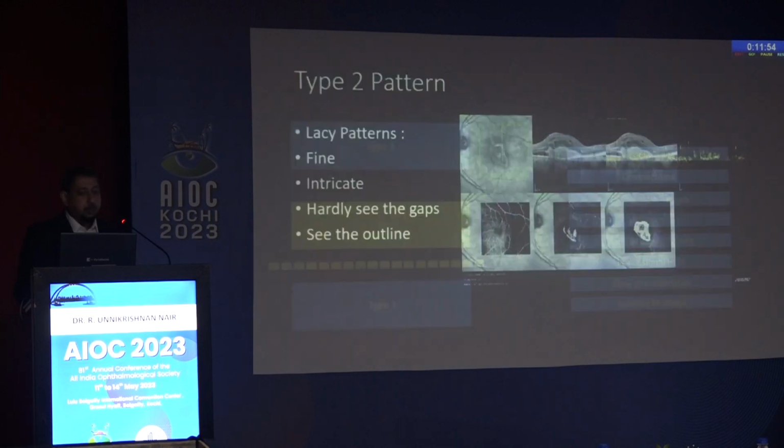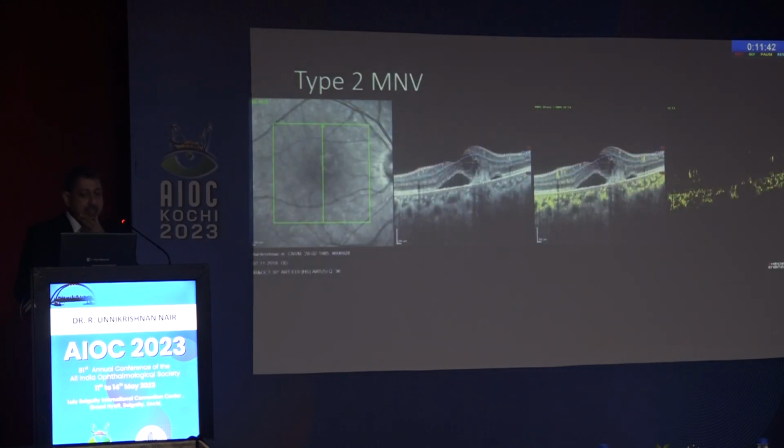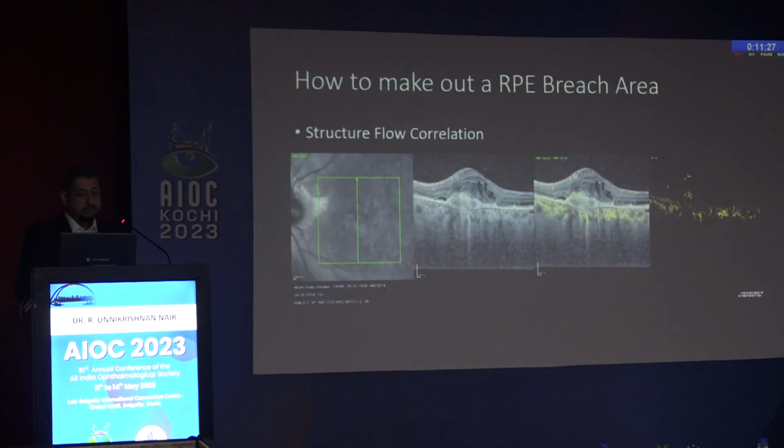So we'll first look at type 2. If you look at a type 2, it's like what you see in an FA. It's very compact, very lacy, with lots of small vessels and hardly any gap between the vessels. These are some more examples where, in the structural flow, you can see yellowish dots which indicate movement of the RBCs above the RPE line. That's how you know it has breached the RPE line.